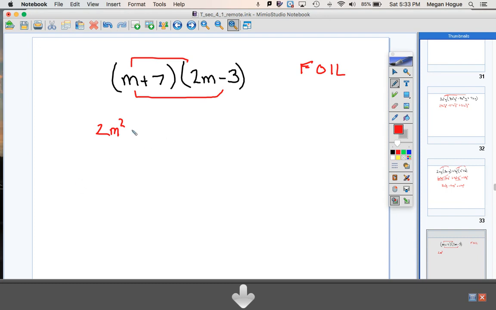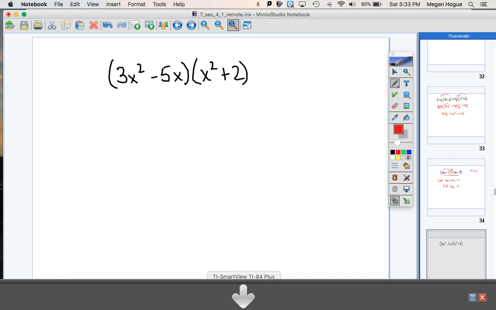The outer, minus 3m. The inner, 14m. And the last, minus 21. Those two in the middle match, so I'm going to keep the 2m squared plus 11m minus 21. Branching off that, we'll see somewhere we have some different exponents within the binomial. So we just want to be careful. We're using those properties of exponents. When I multiply, I add the exponents. When I combine like terms, the exponents stay the same.